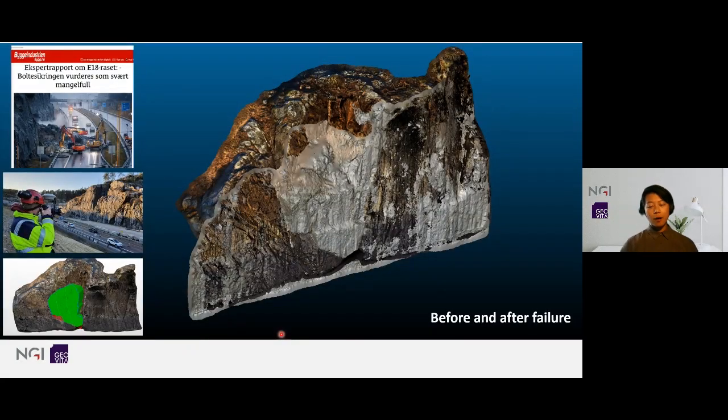This is an example we did for a forensic investigation of a rockfall failure recently in Norway. We made 2 photogrammetric models, one before the failure and one after the failure, and then we compare the differences of volume to find out how much rock mass has fallen out of the slope, and we have a better idea of the geometry of the sliding plane.